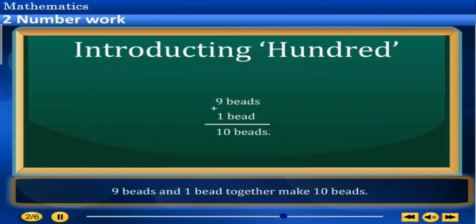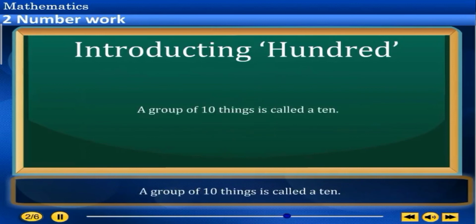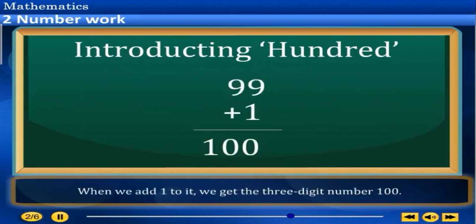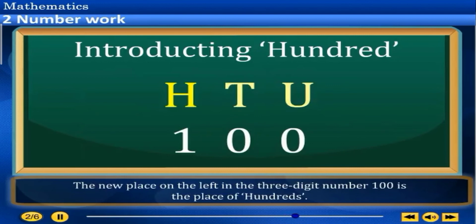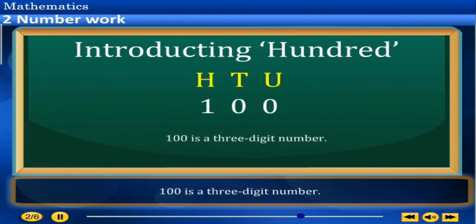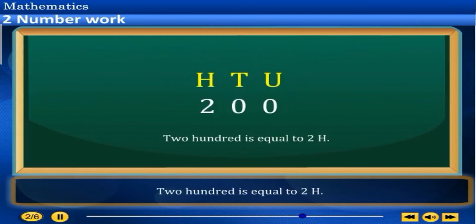9 beads and 1 bead together make 10 beads. A group of 10 things is called a 10. 99 is the biggest 2-digit number. When we add 1 to it, we get the 3-digit number 100. The new place on the left in the 3-digit number 100 is the place of 100. 100 is a 3-digit number.